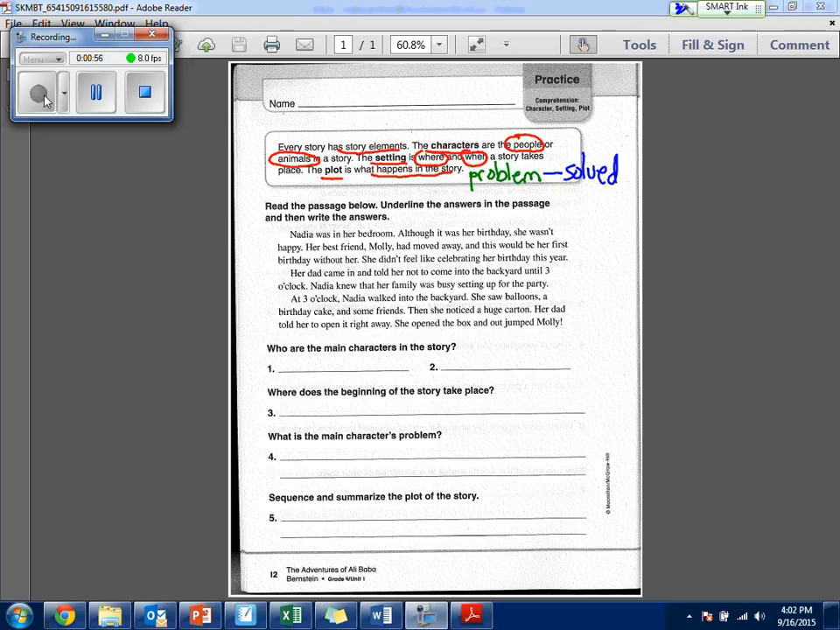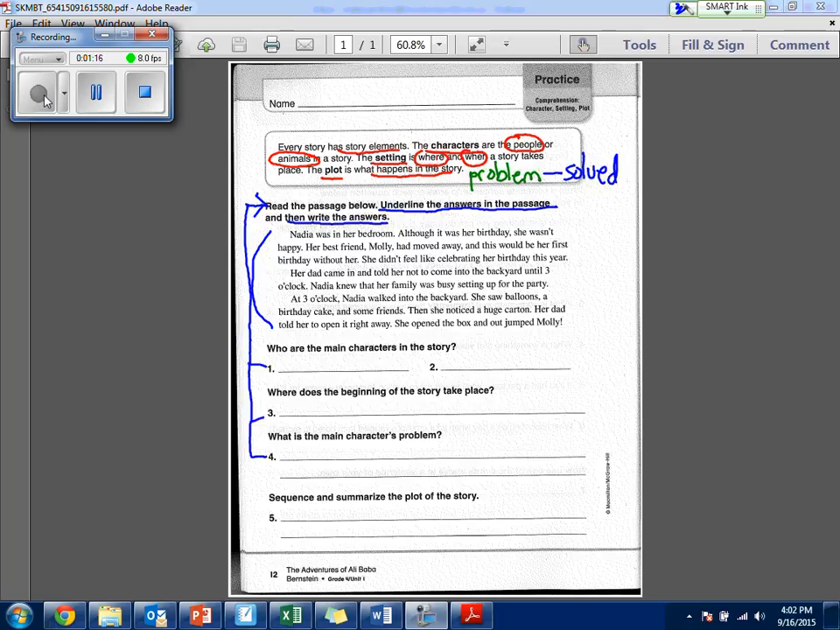So what you're going to do now is, the directions tell us to read the passage below. Here's the passage right here. We're going to go ahead and read that passage below. It tells us to go ahead and underline the answers in the passage and then write the answers. After you're finished reading through this passage, you're going to go ahead and come down here to these questions.